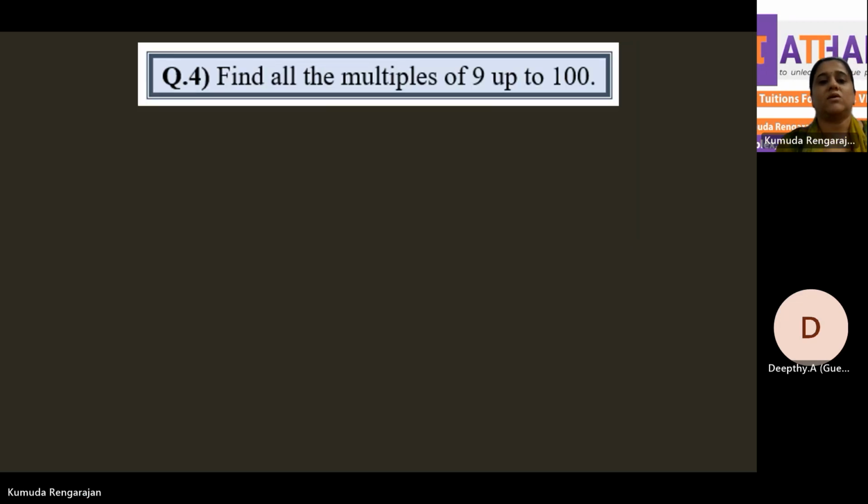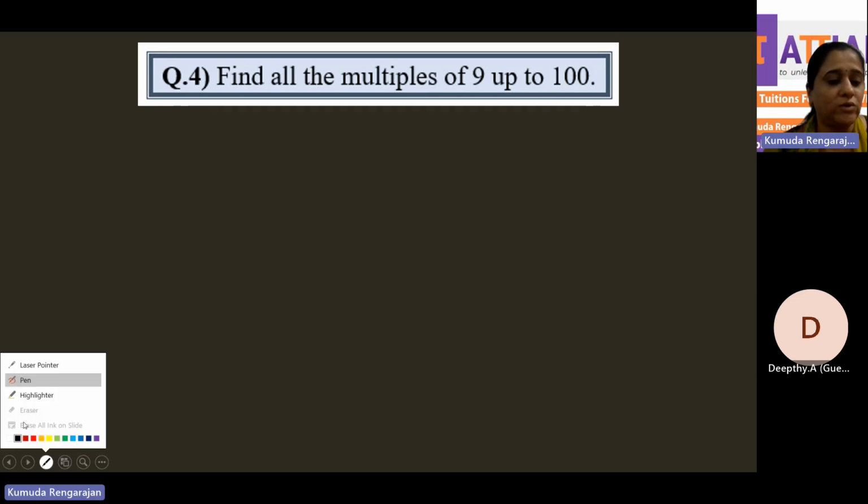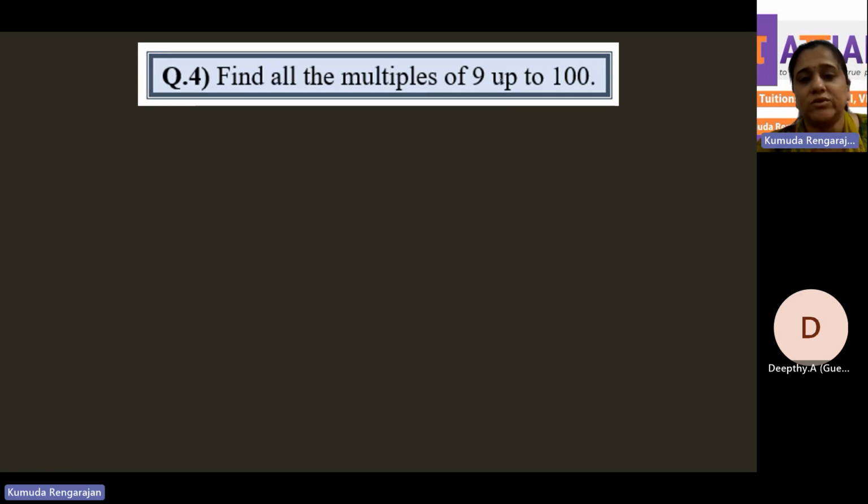Very good. Now, this one also. Find all, write on this question. We are not doing it now. Find all the multiples of 9 up to 100. We'll do it later. Take down the question. Find all multiples of 9 up to 100.